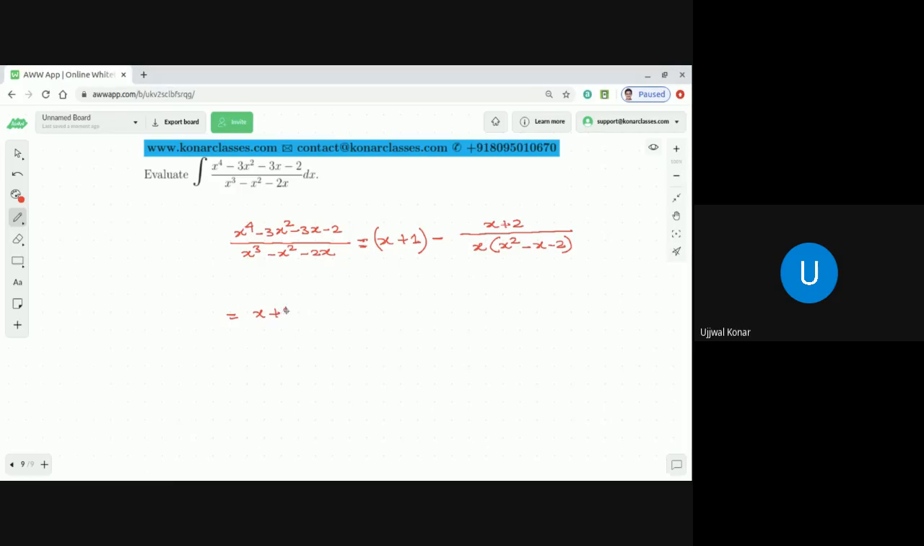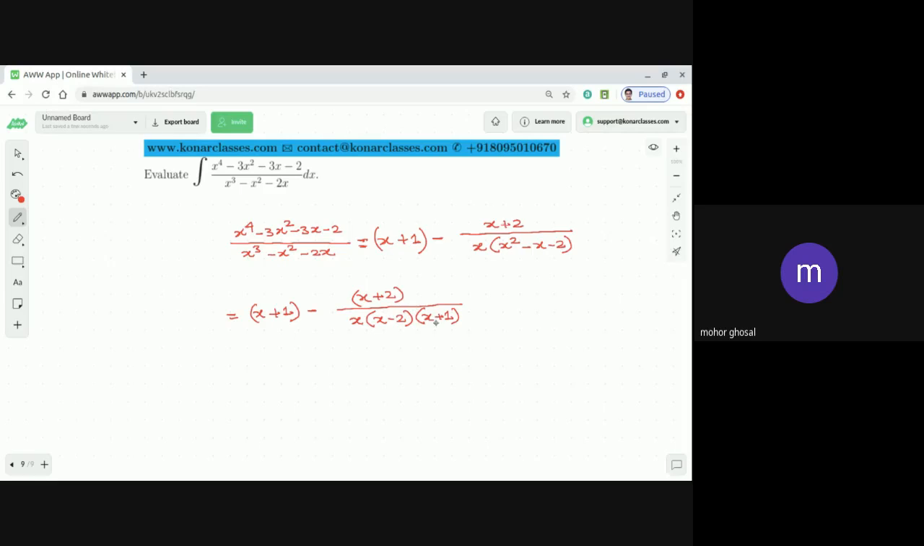So that becomes x plus 1 minus x plus 2, divided by, you should factorize the denominator. So it is x into x minus 2 into x plus 1, no? So now can't you find the integration of these expressions?